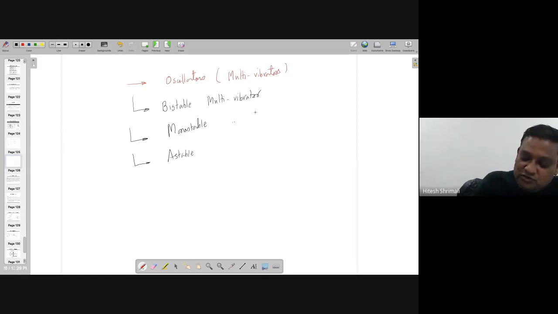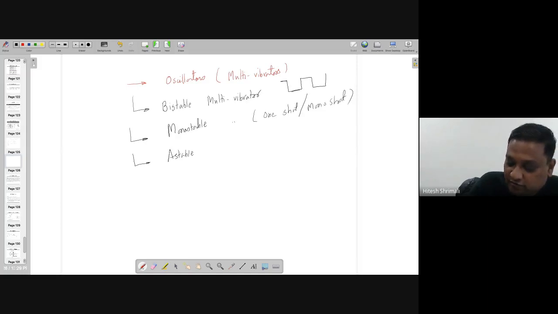By the way, monostable is also known as one shot or sometimes mono shot. All names are synonyms to each other. Right? So bistable multivibrators are the ones where there are two different stable points, logic 1 and logic 0. If the output looks like this one, it's a bistable multivibrator, right? Notably, this requires input.